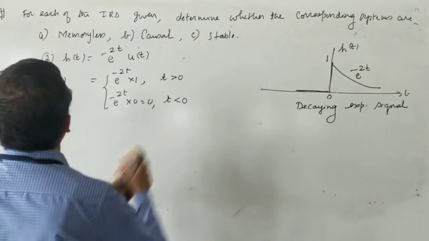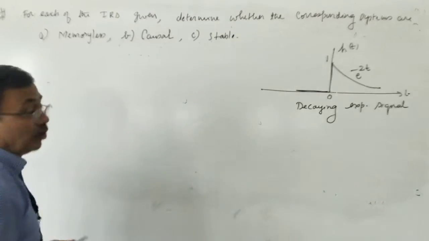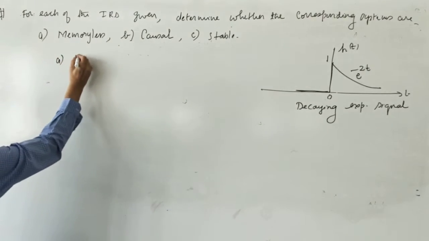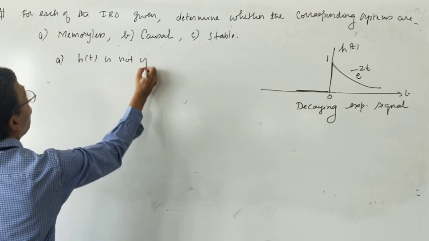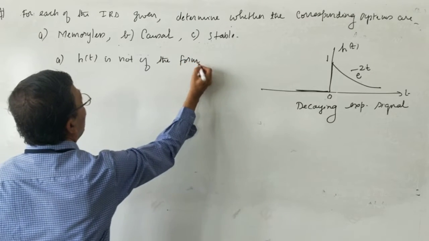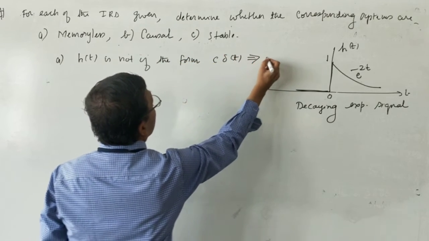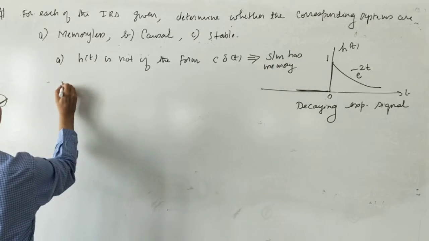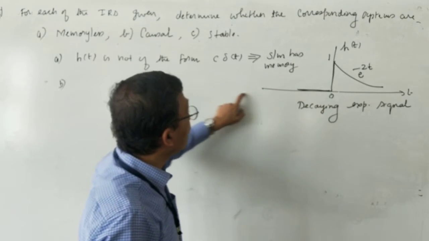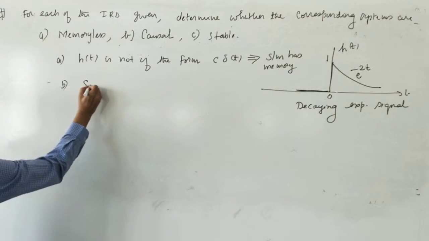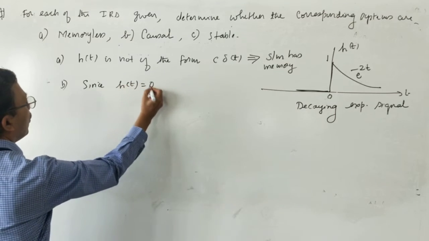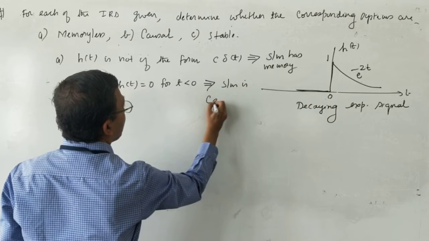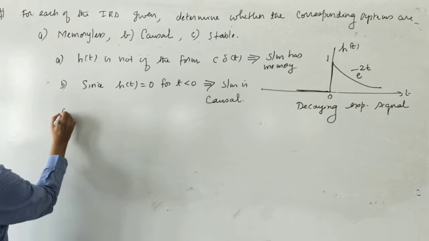Now, I am going to base my comments on whether the system is memoryless. Again, please note that h of t is not of the form c into delta of t. Therefore, system has memory. Second one, h of t is 0 for t less than 0, therefore system is causal. Since h of t equals 0 for t less than 0, it implies system is causal. Next we go for stability.